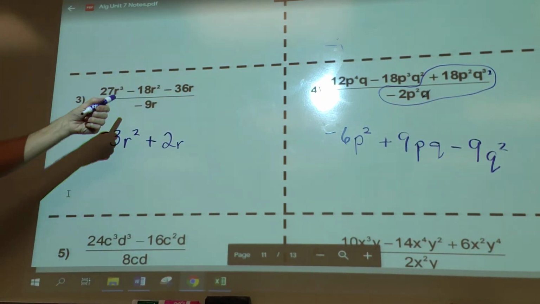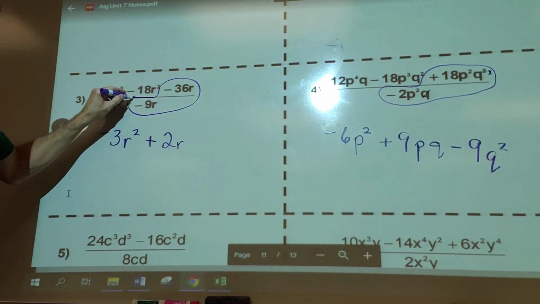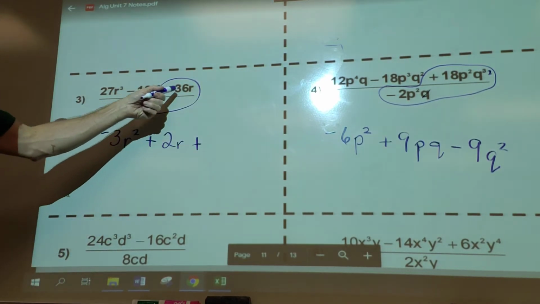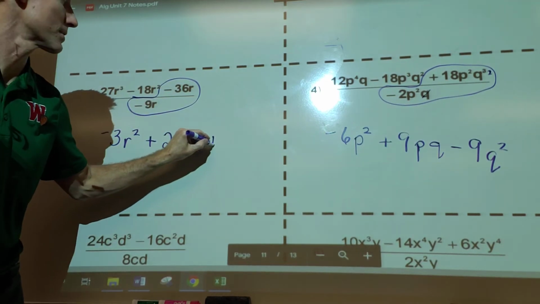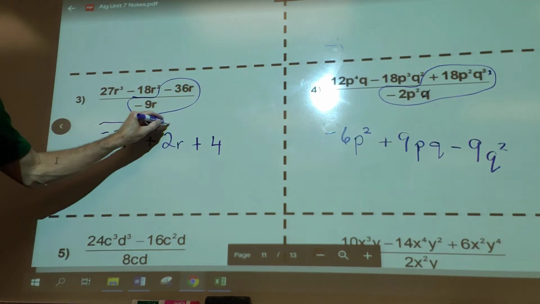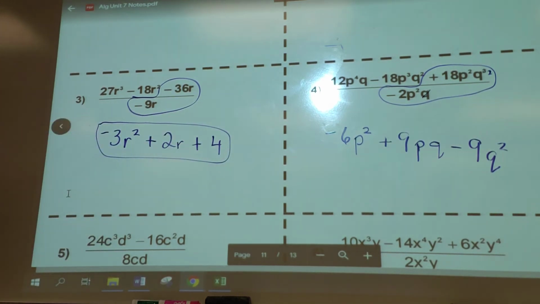And again, last but not least, negative divided by negative is positive. 9 goes into 36 4 times. I have an r in the numerator, r in the denominator. Those cancel. So we are finished with that one.